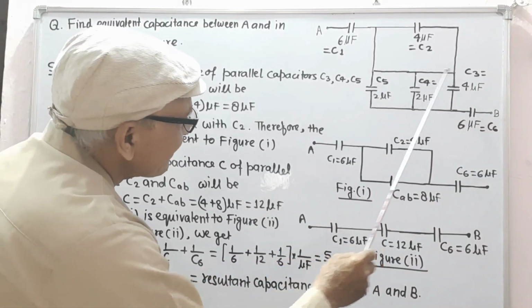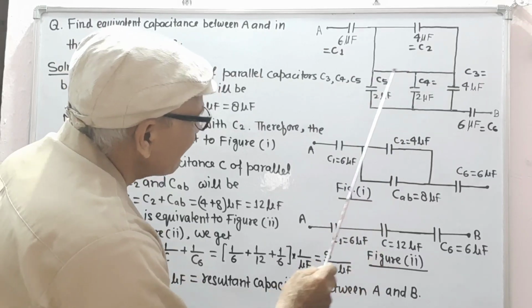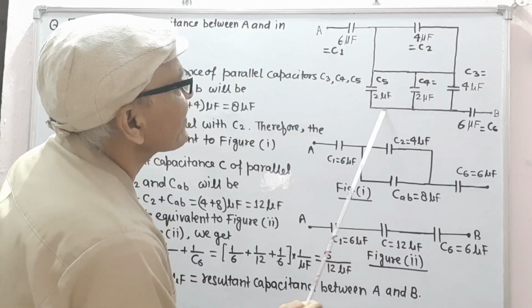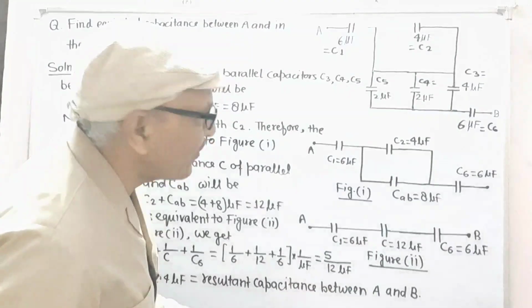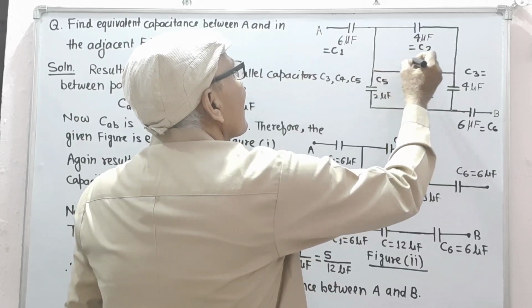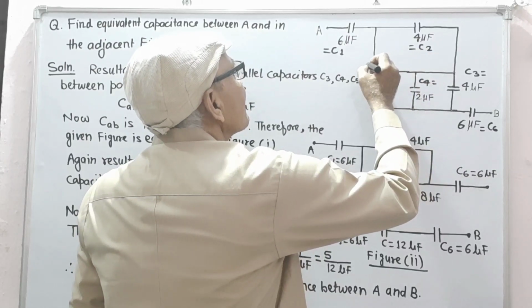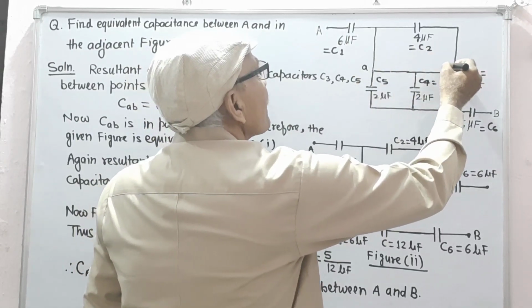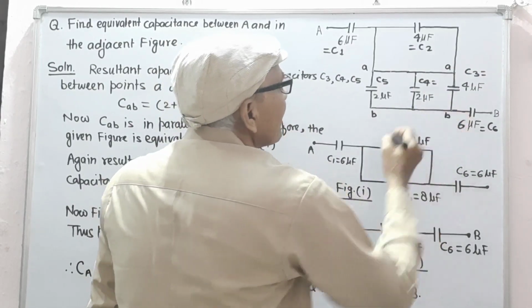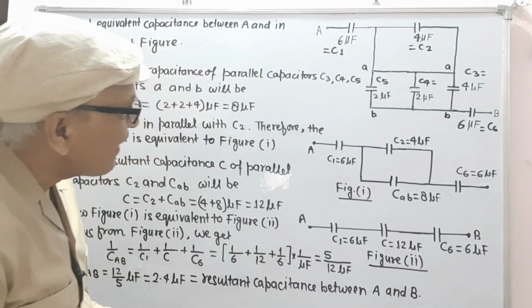Now, these 3 points are common, means at the same point. Similarly, these 3 points are at the same point. Therefore, we can call these points A and A, and these 2 points B and B.